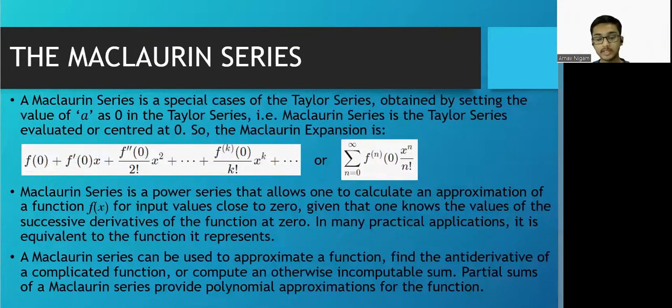The Maclaurin series is a special case of the Taylor series, which is obtained by setting the value of a as 0 in the Taylor series. So as you can see, when we put the value of a as 0 in the Taylor series, we achieve the Maclaurin series. So we can say that the Maclaurin series is the Taylor series evaluated or centered at 0.